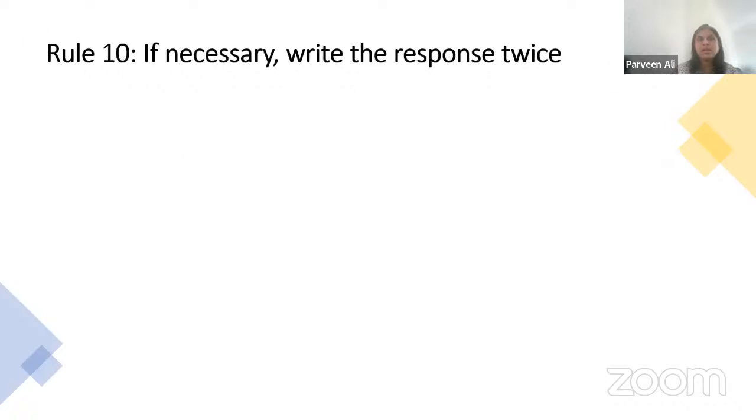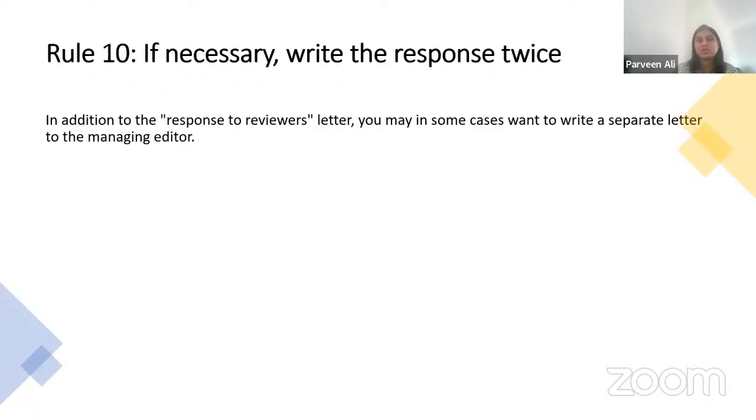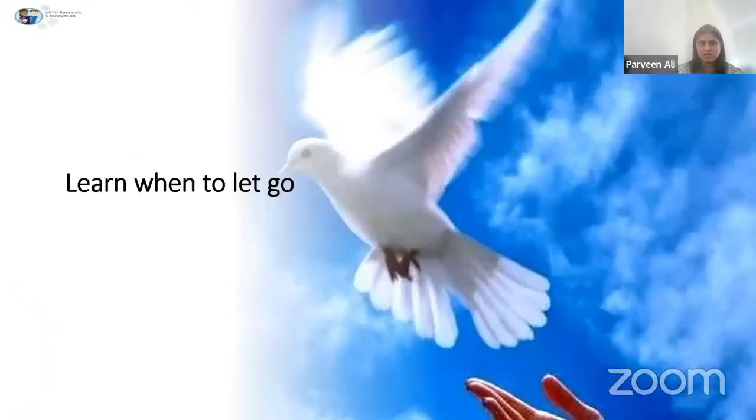And rule number 10, if necessary, write the response twice. In addition to the response to reviewer letter, you may in some cases want to write a separate letter to the managing editor, usually a cover letter, where you can explain what changes you have made. It doesn't have to be, again, the same detailed one, but just a brief one. But I think this is a little bit unnecessary. Unless you really feel strongly about it, you could do this. But I just wanted to present this rule also because some people may find that useful.